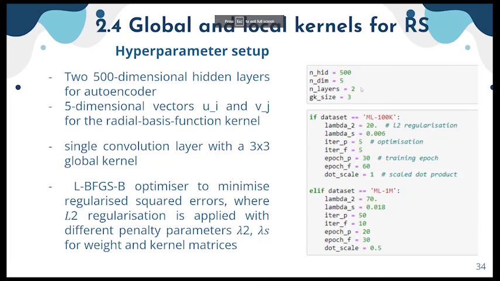So next is the hyperparameter setup. We use two 500-dimensional hidden layers for the autoencoder, and 5-dimensional vectors ui and vj for the radial basis function kernel. We use only a single convolution layer with a 3 by 3 global kernel. The L-BFGS-B optimizer has been applied to minimize the regularized squared error, where L2 regularization is applied with different penalty parameters lambda_2 and lambda_s for the weight and the kernel matrix.